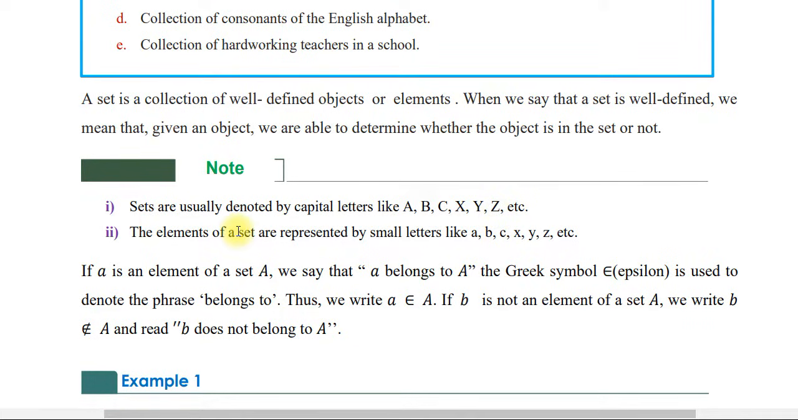2. The elements of the set are represented by small letters like a, b, c, x, y, z, etc.